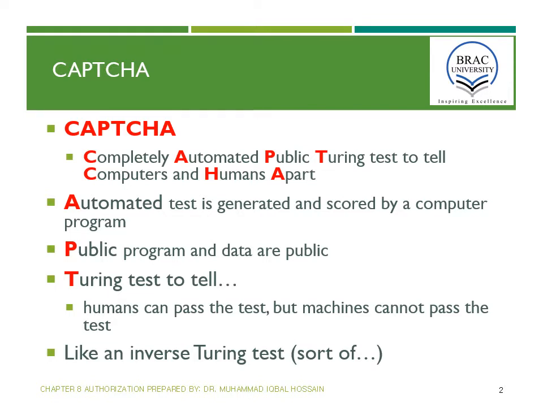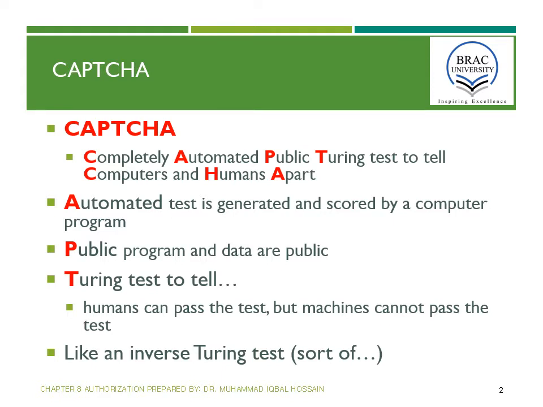And this was actually proposed by Alan Turing in 1950. In that test, a human asks questions to a human and a computer without seeing either, and the questioner tries to distinguish the human from the computer. So CAPTCHA is a completely automated public Turing test to tell computers and humans apart. This test is done to see whether it is a human or a machine.